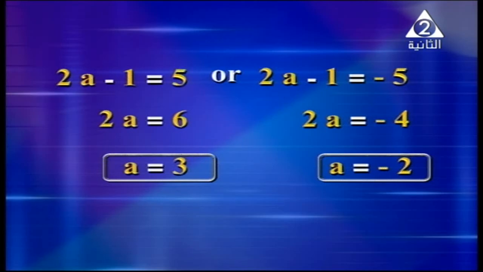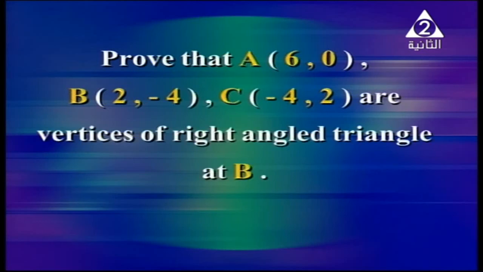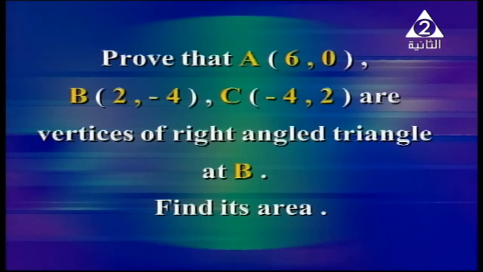Another example: prove that A(6, 0), B(2, -4), C(-4, 2) are vertices of a right angle triangle at B, and find its area. First of all, you can prove that the triangle is right angle by two methods, either the slope or the length. So we are going to find AB squared. We are going to find it by the distance.